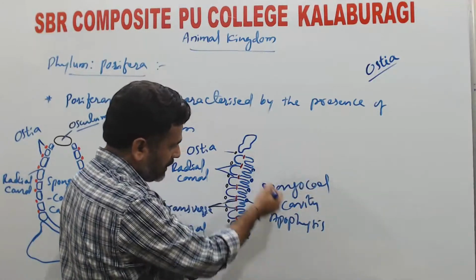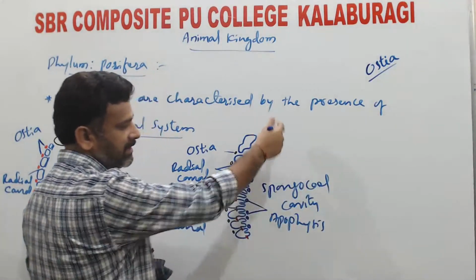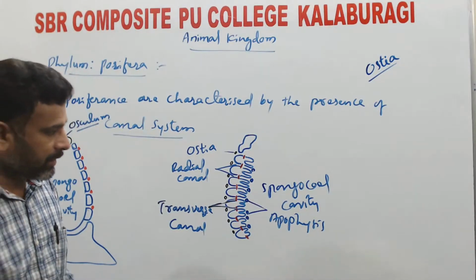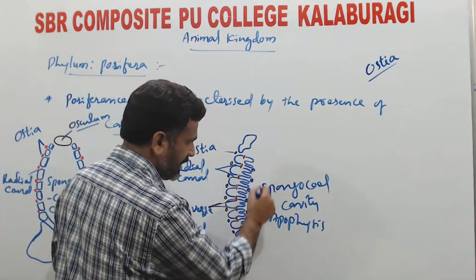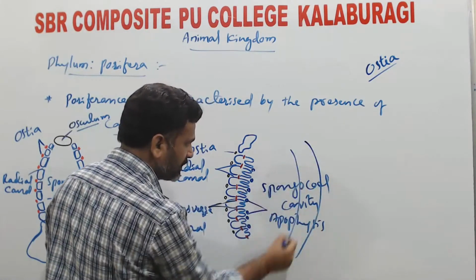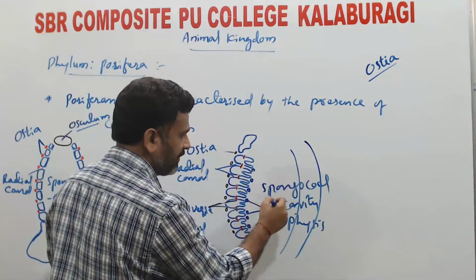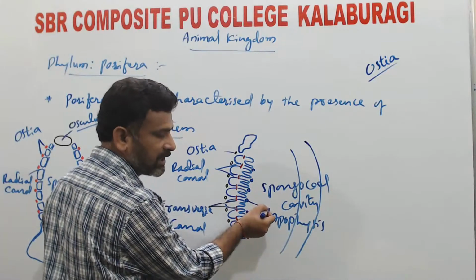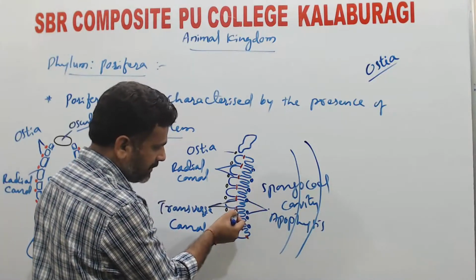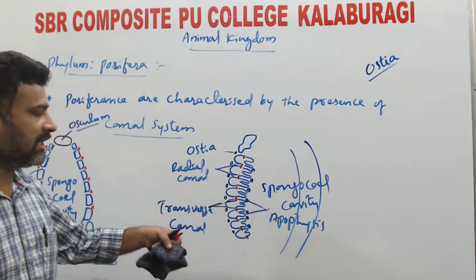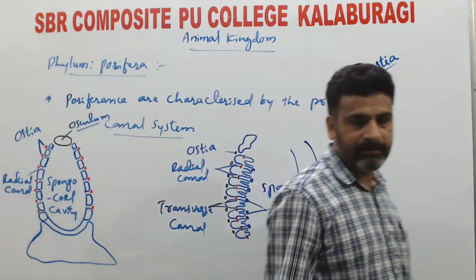If you draw it like this on this side also, then you will get the exact colony. Here the center one is called the spongiocoel, and between these two is the body wall. Through the apopyles these open into the spongiocoel cavity. And here are the transverse canals, radial canals, as well as the ostia. So it is somewhat more complex in nature.